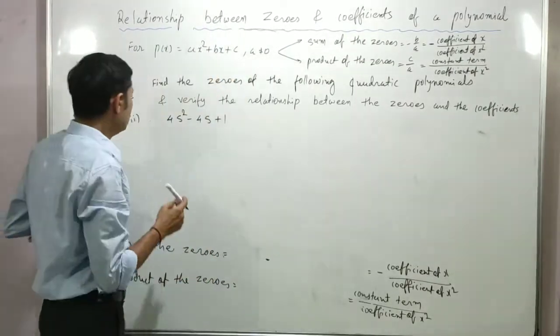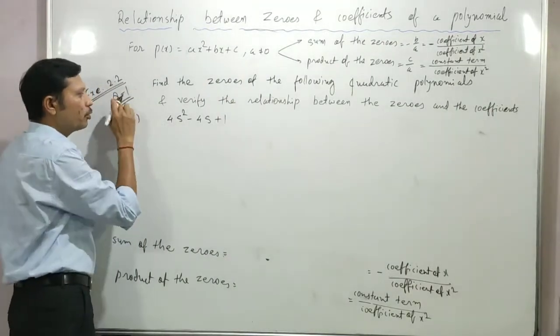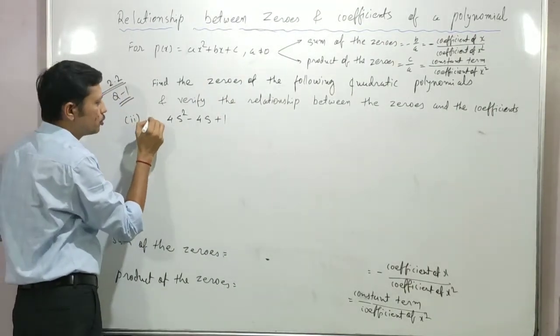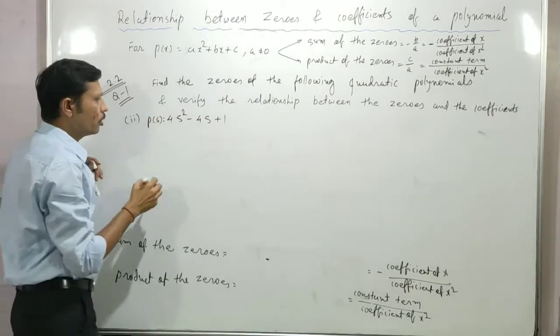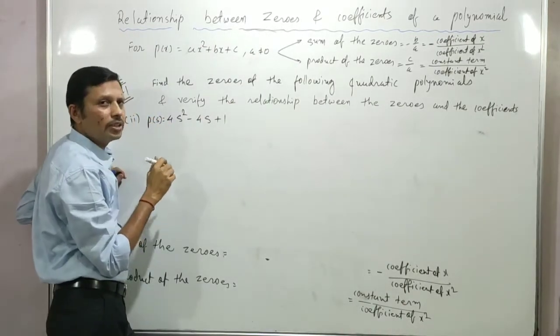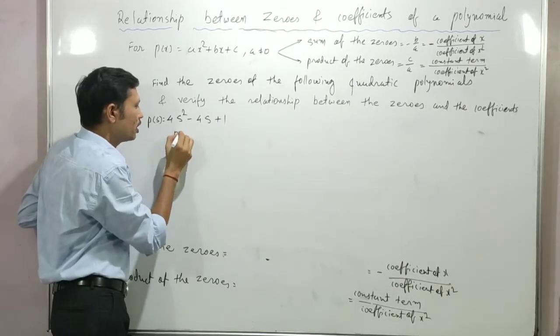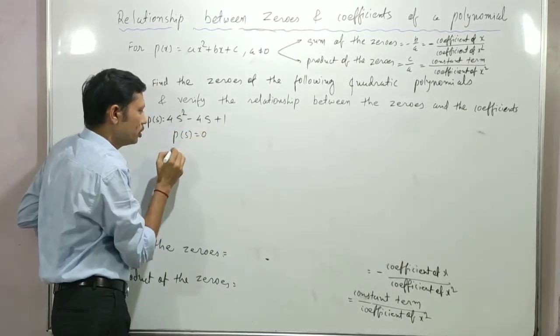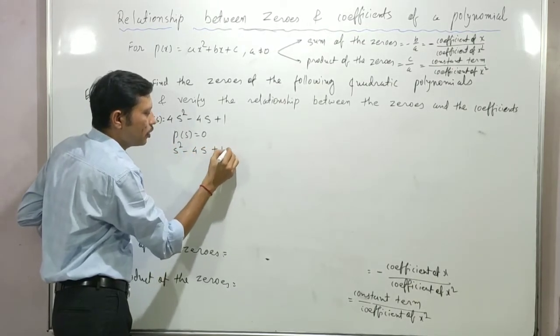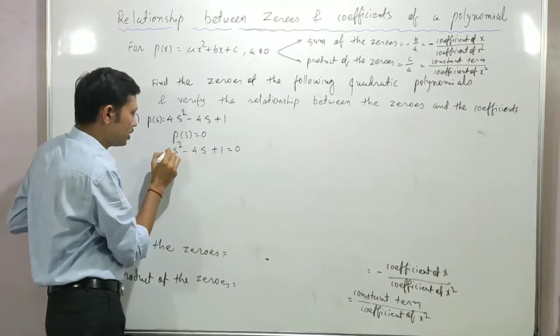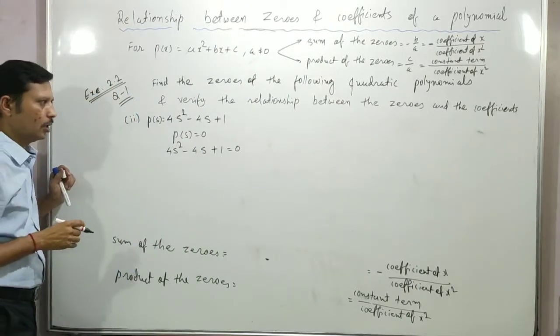Now take another example. It's question number 1, sub question 2. Suppose I give the name of this polynomial p of s. Okay. First we will calculate the zeros of this polynomial. So I will compare this polynomial with 0. That means 4s square minus 4s plus 1 is equal to 0.